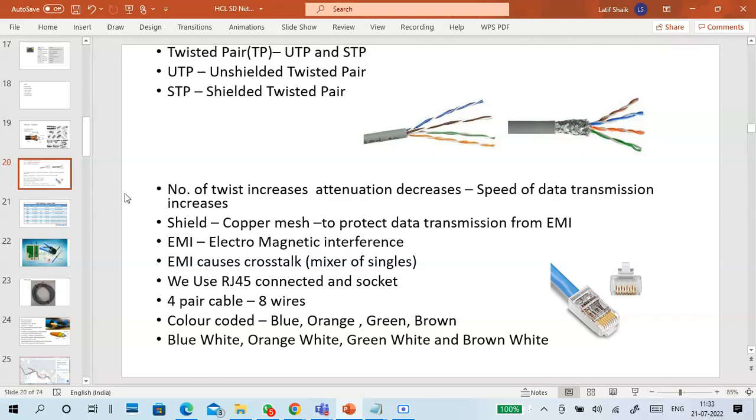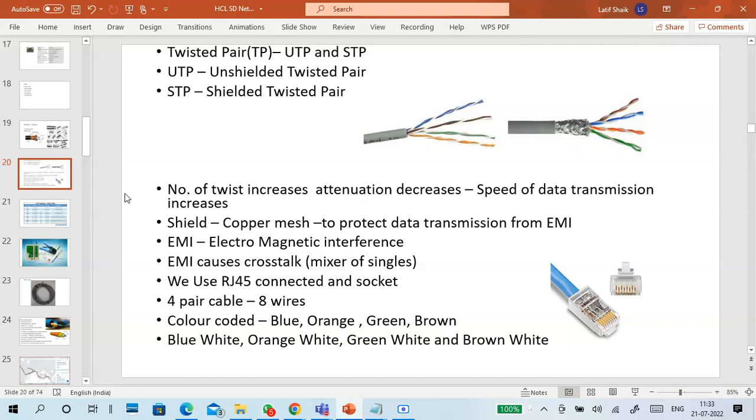Twisted pair cable is also a copper cable, but there are 8 wires in the single cable, and it is either shielded or not shielded. An unshielded twisted pair cable doesn't have copper mesh shielding, while a shielded twisted pair cable has a copper mesh. As the number of twists increases, attenuation decreases and the transmission speed increases. Guys, twisted pair cables support up to 100 meters only, not more than 100 meters.